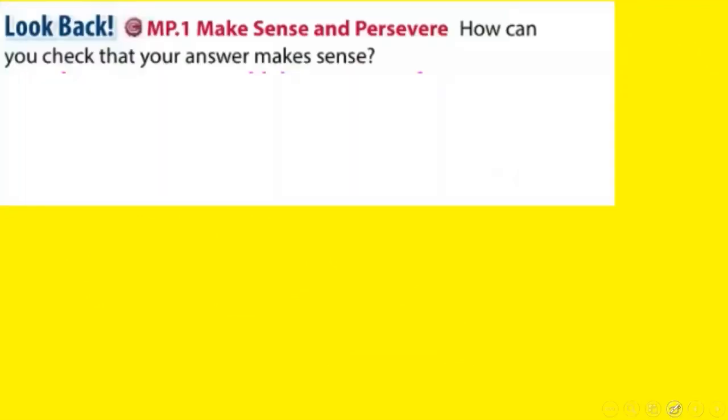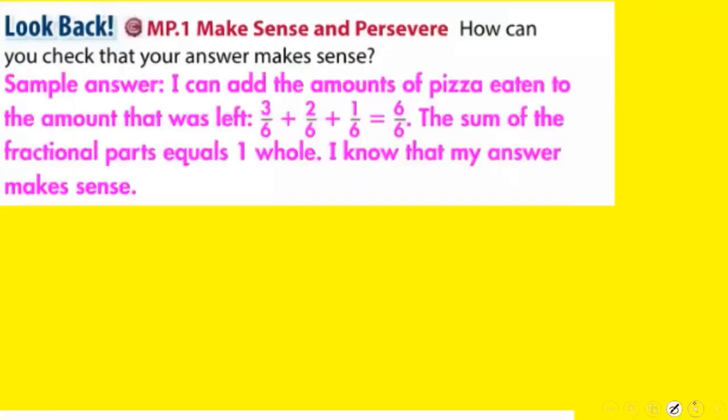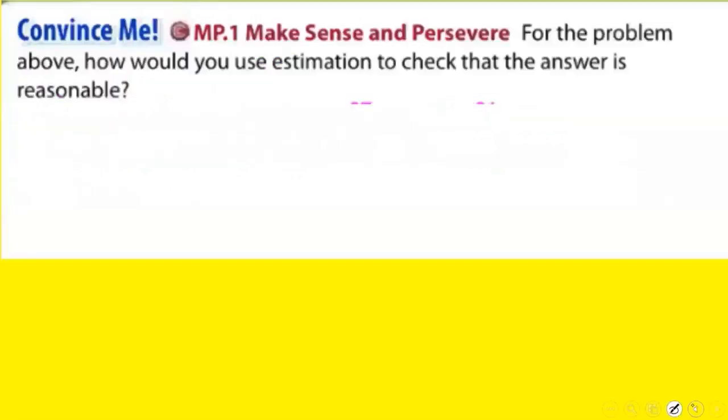Look back. How can you check your answer makes sense? I can add the amounts of pizza eaten to the amount that was left. It will be 3 over 6 plus 2 over 6 plus 1 over 6. It will equal 6 over 6, as I told you. All that equals 1. The sum of the fractional parts equals 1 whole. I know that my answer makes sense. Move to Convince Me on the next page.